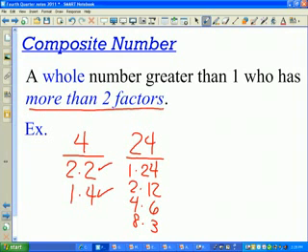So since I have more than 2 factors and I have a whole number that's greater than 1, that means those 2 examples there are composite numbers.